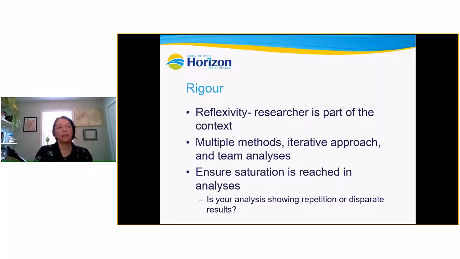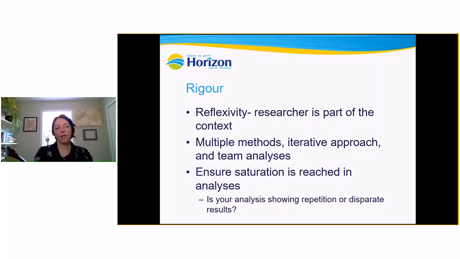And team analyses. So you're having more than just one person look at what is happening. Although I would say that you can have a very rigorous project where there's just one researcher. I think that, again, it goes back to having that iterative approach, being reflexive, and then you're ensuring saturation, which would be a critical part.